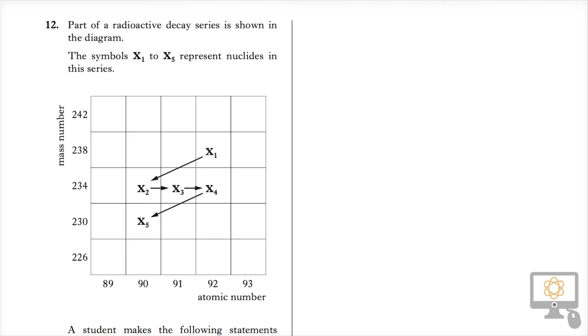We'll look now at question 12 from the 2013 revised higher physics paper. It says that part of a radioactive decay series is shown in the diagram. The symbols x1 and x2 to x5 represent nuclides in this series. So we start with a nuclide which decays and turns into x2, x3, x4 and then x5, and we can see what happens to the mass number and the atomic number as it decays.